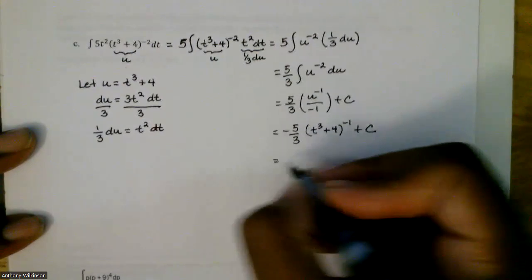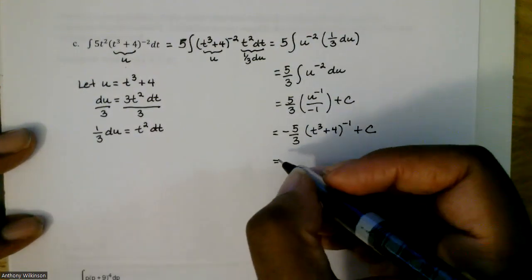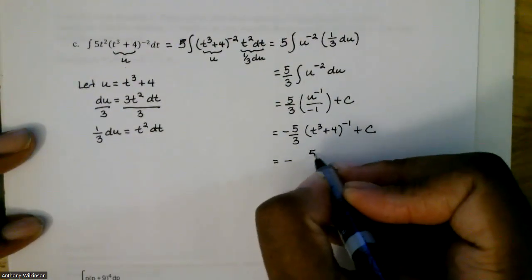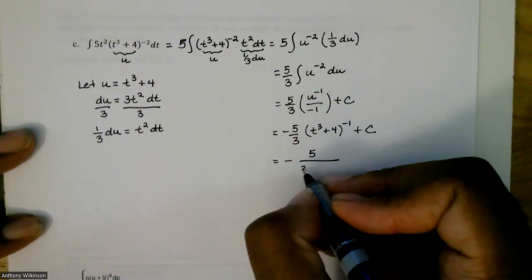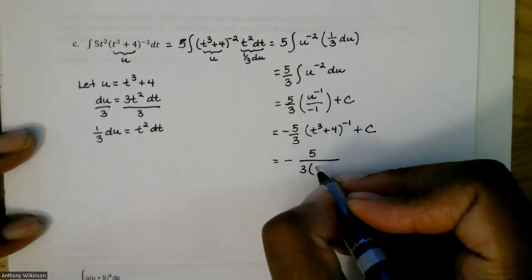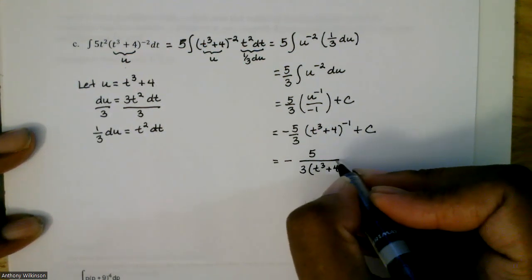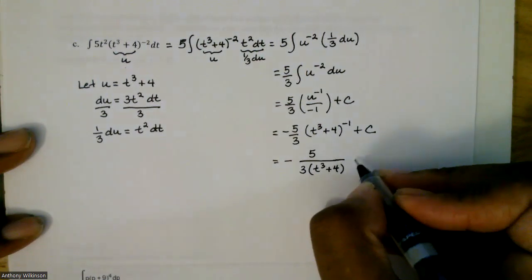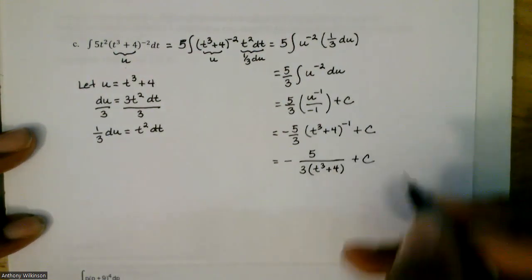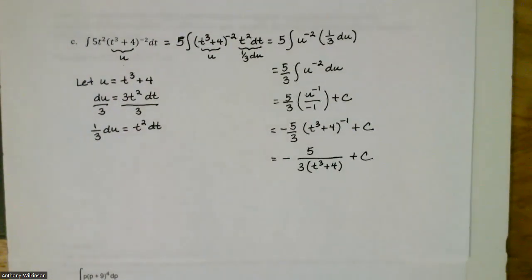Now, in this case, I'm going to write this using positive exponents, so the -5 over the 3 will be in the denominator. That t cubed plus 4 will be in the denominator as t cubed plus 4 to the +1 plus c. Okay. So that's how we find the integral of this using an appropriate u substitution.